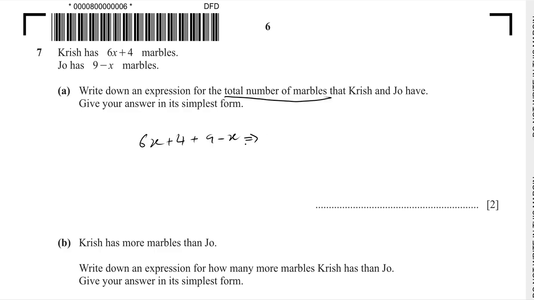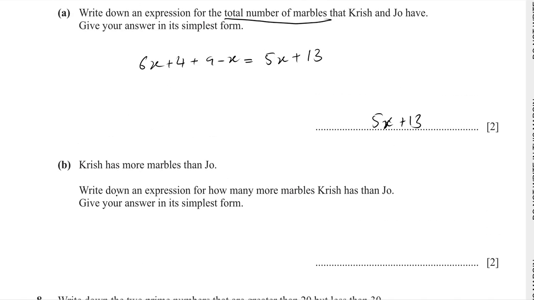That's going to be equal to 6x minus x, which is 5x. 9 plus 4 is equal to 13. So 5x plus 13 is your correct answer.